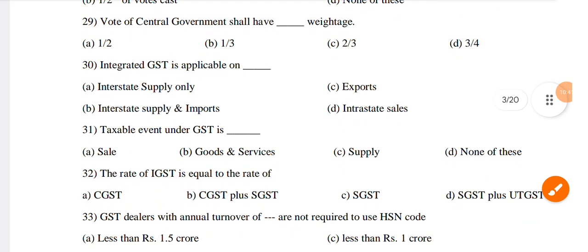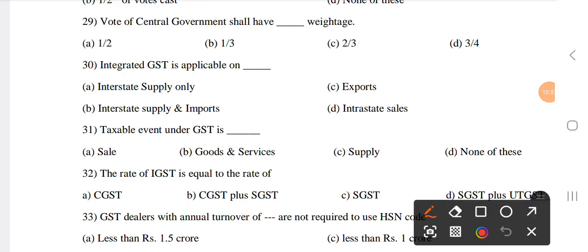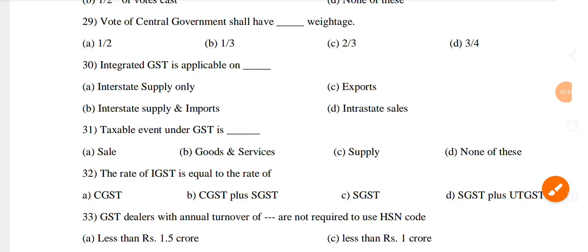Next question. Integrated GST is applicable on dash. Option A interstate supply only, B interstate supply and imports, C exports, and D interstate sales. The correct option is B interstate supply and imports.